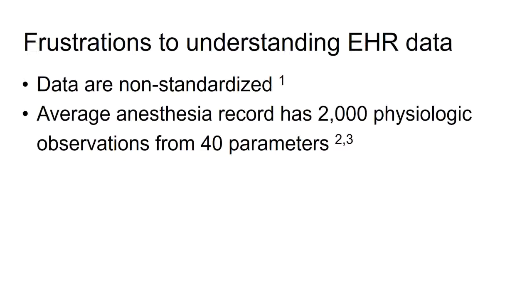In the anesthesia record, you usually have about 2,000 physiologic observations from 40 different data streams. You can multiply this 2,000 by about 100 or so if you factor in waveform data that we now have, at least at the University of Michigan.